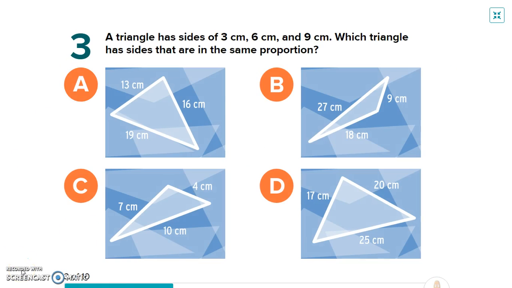For number 3, a triangle has sides of 3 centimeters, 6 centimeters, and 9 centimeters. Which triangle has sides that are in the same proportion? Well, if we look at A, none of those numbers are evenly divisible by 3, so we know it's not going to be A. So we move on to B. Now we have 9, 18, and 27. 3 centimeters times 3 will get us 9 centimeters. 6 times 3 gets us 18. And 9 times 3 gets us 27. So all 3 of the sides on B will line up to the sides on our question.